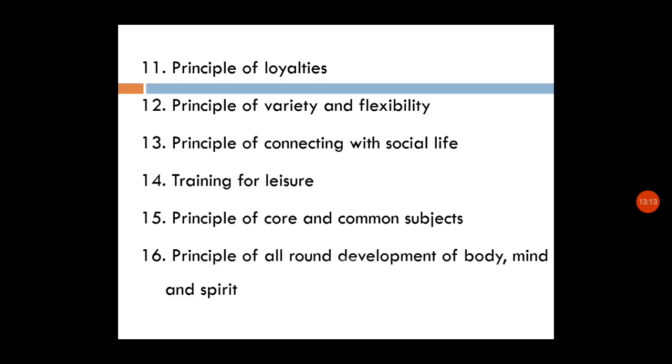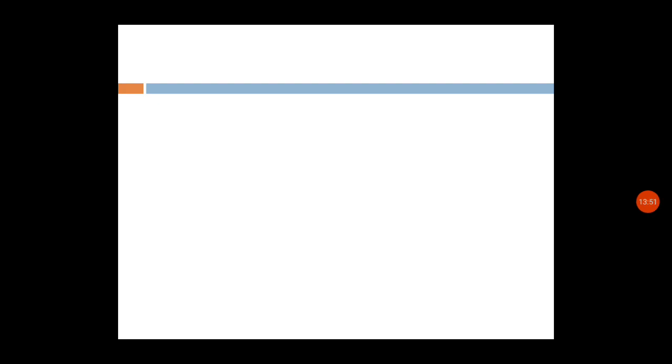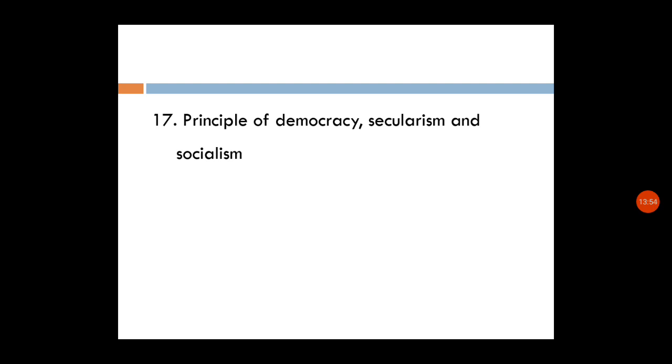Okay. Next is the principle of all-round development of body, mind and spirit. So in Mahatma Gandhi's definition of education, we have seen this particular development of body, mind and spirit. This is very important in nursing or in any profession. The principle of body, mind and spirit stands for 3H, head, heart and hand. So the person should be physically fit, mentally fit, and the moral and ethical aspect also should be considered when we are developing the curriculum. So these are the 16th principle and 17th principle.